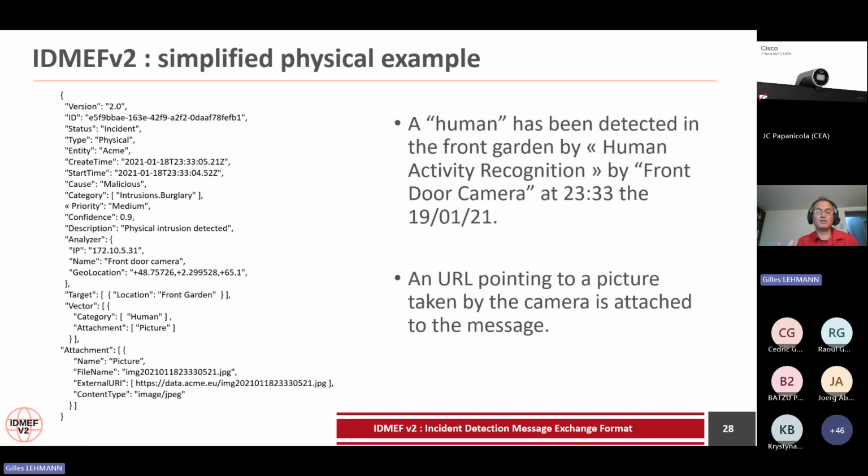Physical is a little bit more original because there are fewer than cyber examples. It looks like the others, but in the physical one, you will find the analyzer is a front door camera. The target, the vector has been detected. What is the vector of the incident? It's a human, because the camera has detected human activity. And we put the picture of the human taken by the camera in the attachment.